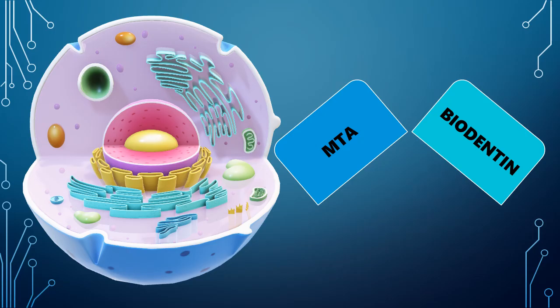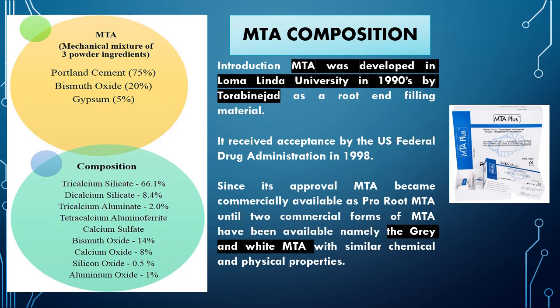So we are going to discuss today two biomaterials, of which we will be discussing only the MTA now. MTA was developed at Loma Linda University in 1990 by Torabinejad et al. It received acceptance by the US Food and Drug Administration in 1998. The first MTA which was designed was grey MTA, and later white MTA was formulated.